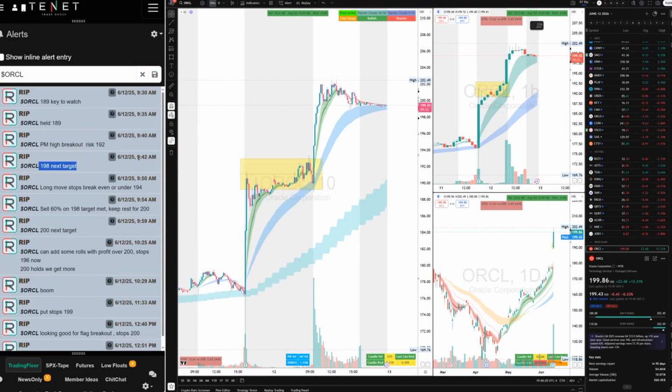And my first target I gave in the first 10 minutes. You see that? I gave that target 198 in the first 10 minutes, and we hit that 198 target by 10 a.m. So that's where we sold 60% of our position. And the next target I gave 200, right? You see that I gave the 200 target way before we hit it, and we hit our 200 target as well by 10:30.